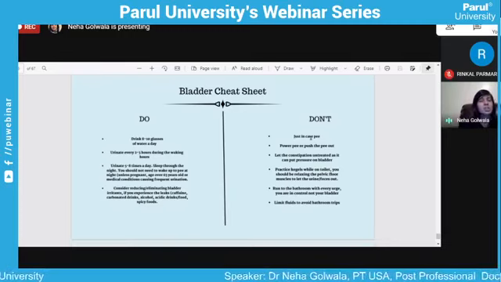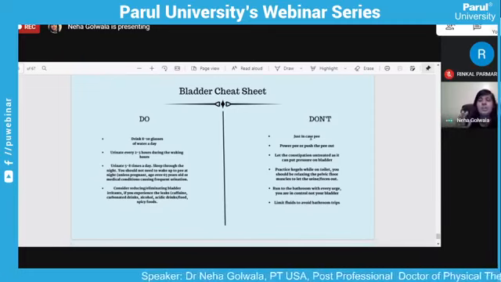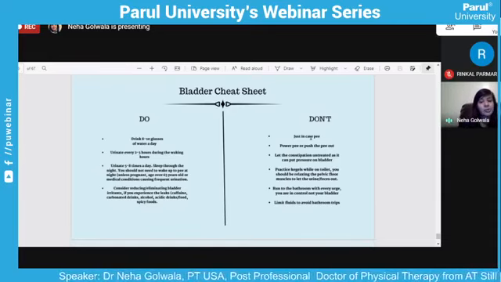Running to the bathroom with every urge: if you have urgency issues, like when you hear the running tap water and then you feel like, oh yeah, I have to go, just try to breathe. Try to calm down your system and see whether you really have to go. Sometimes you can calm down and you don't have to go.